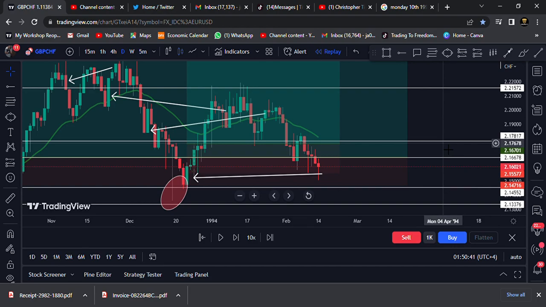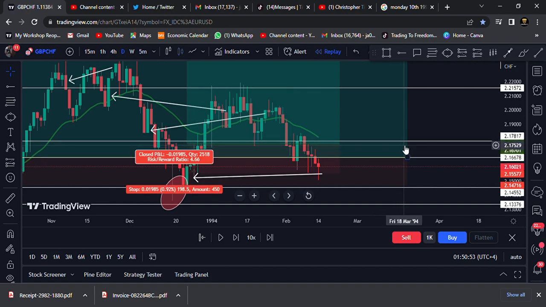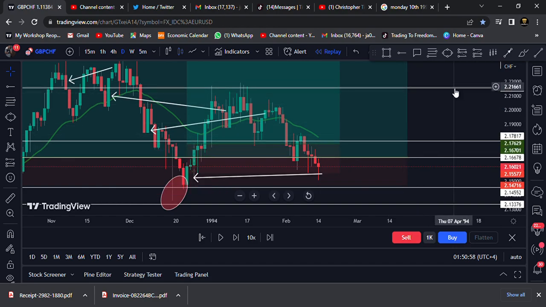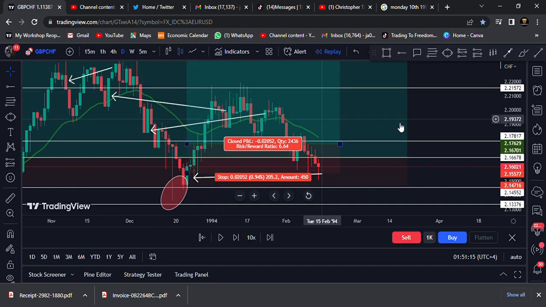that was 2.1767 to 2.215. So 2.1752. That's almost 1,000 pips, guys. Yeah, that was a lot of pips that the market gave us already. So remember, that is so because I'm in the daily time frame. But the same strategy applies at all time frames, even if it's the 15 minutes, 1 hour, or 4 hours.